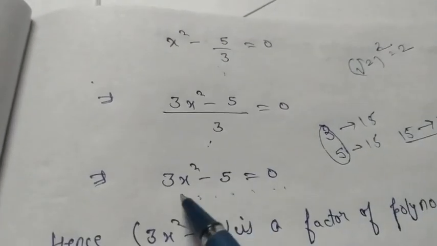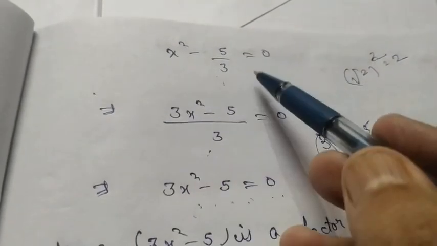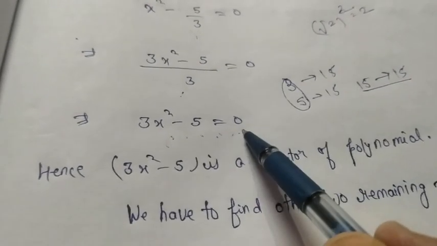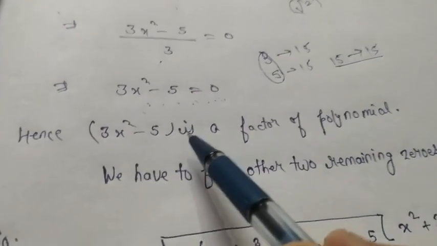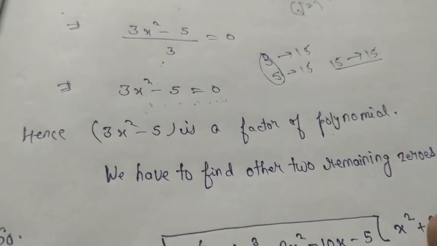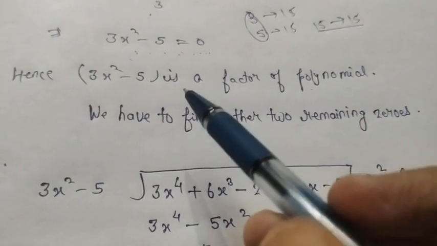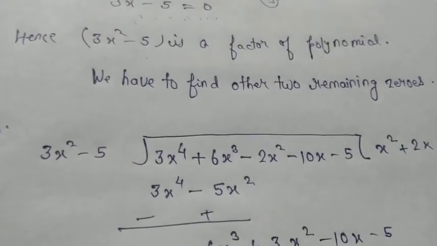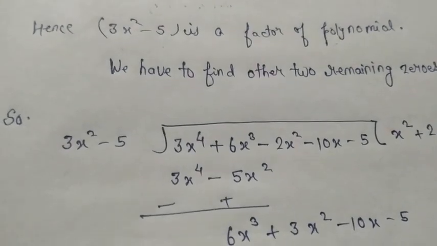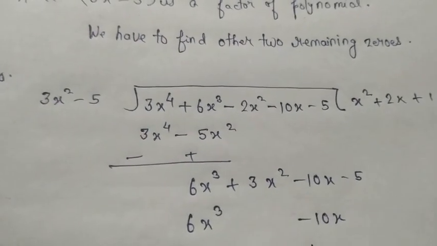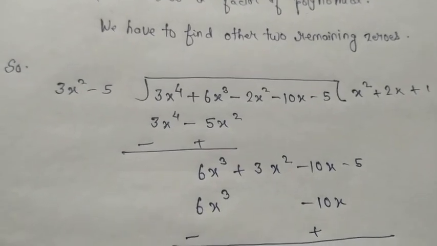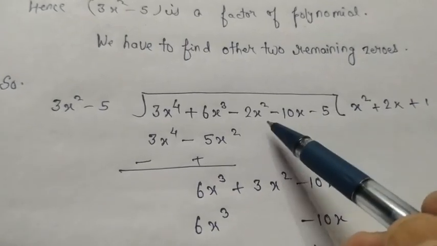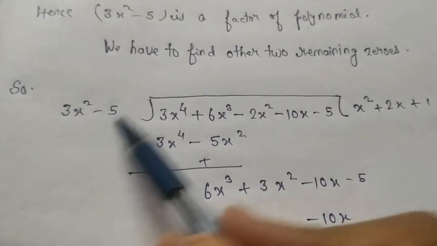See, this expression came after solving equation 1 and 2. So 3x square minus 5 is also equal to 0. So it shows that 3x square minus 5 is a factor of the polynomial. Now if it is a factor of a polynomial, then this will completely divide the given polynomial. It means remainder will be 0. So for getting the values of the other two 0, I will divide this polynomial by 3x square minus 5.